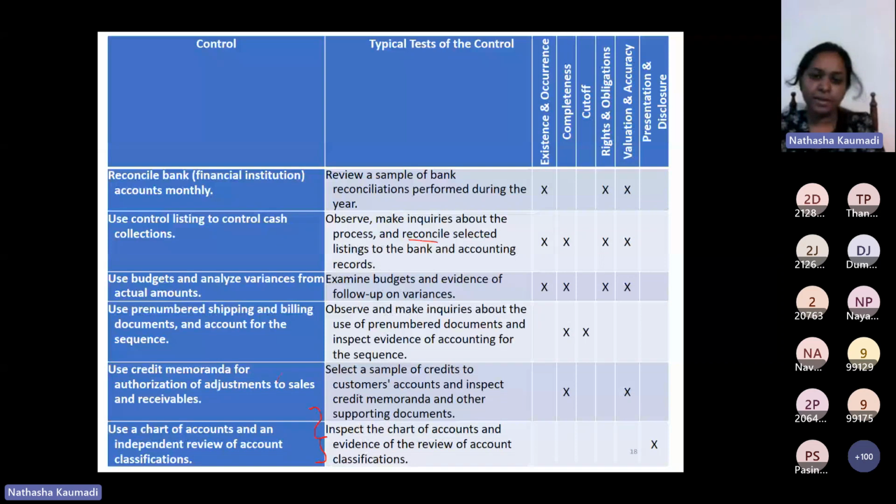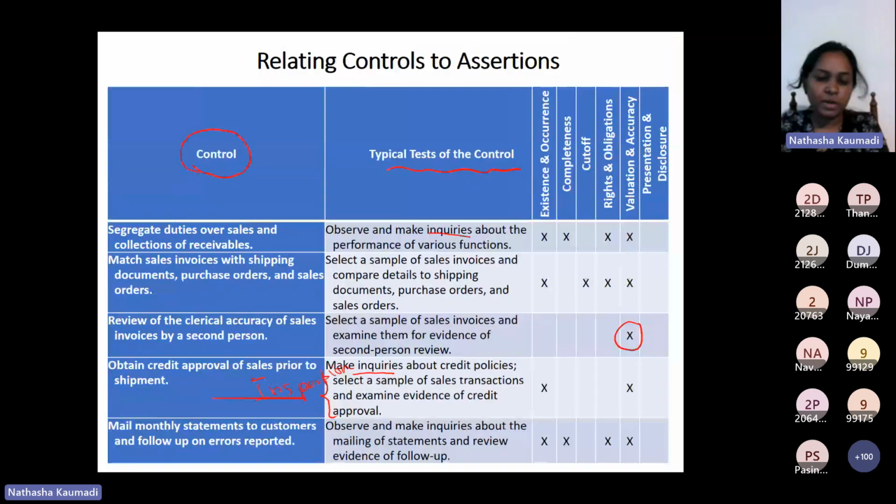So I think now you have a good understanding about what the controls there can be in a sales system and what the tests of controls are. How are you going to test those controls and how are you going to match these things with audit assertions. Okay, now test of controls done.